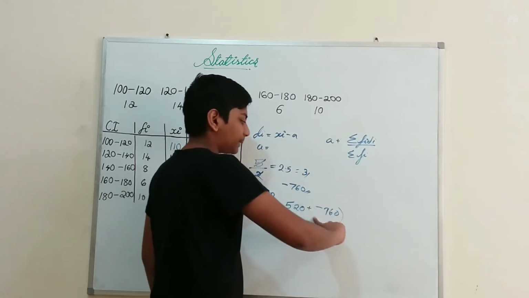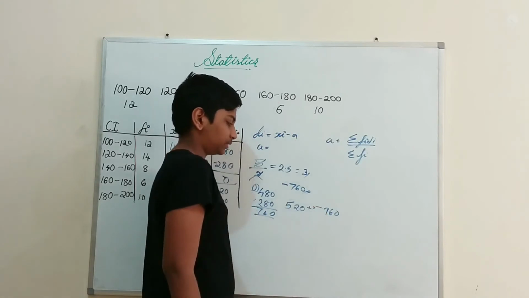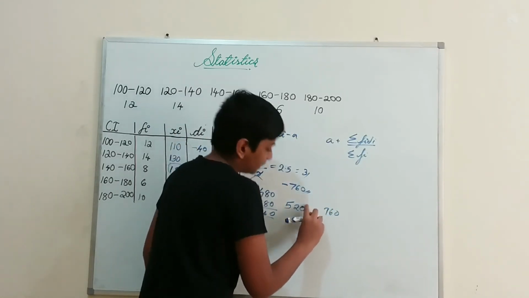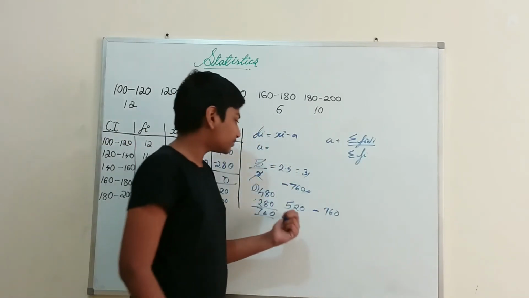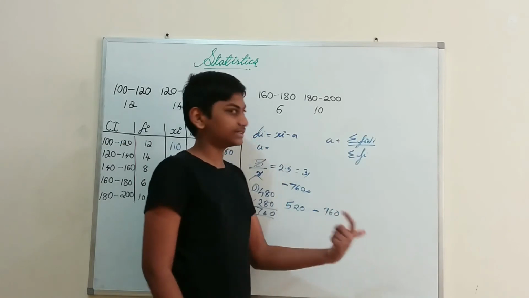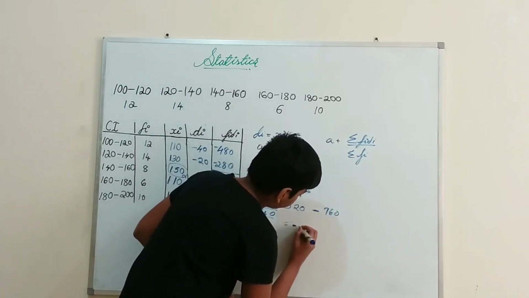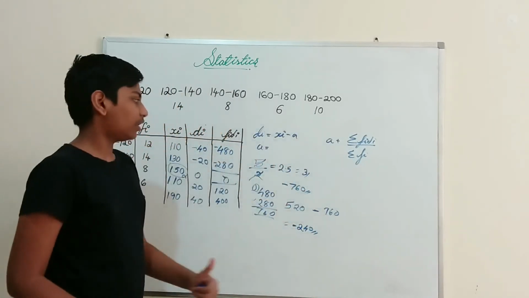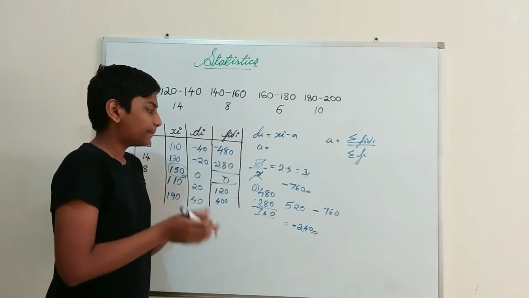So when I open the bracket, what I need to do now? I need to multiply these both. So positive into negative is nothing but negative. So now I need to do minus 520 minus 760. So it is nothing but minus 240. That is our answer: sigma of Fi di is equal to minus 240.